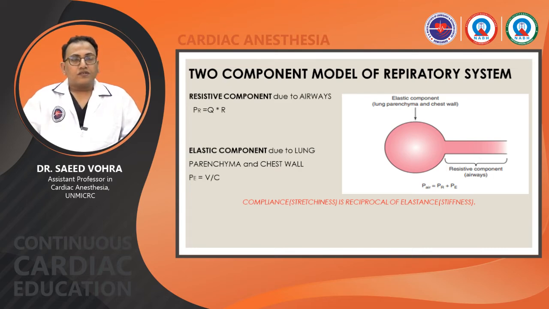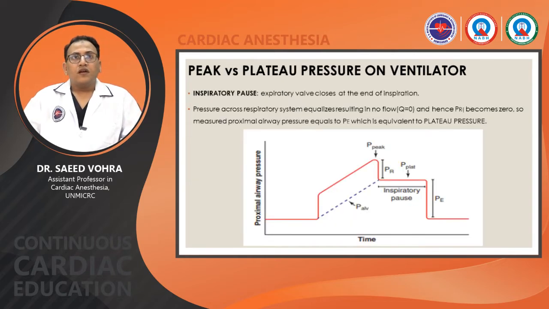The respiratory system of the patient can be divided into two components, the resistive component and the elastic component. The proximal airway pressure becomes the sum of the pressure due to the resistive component and the pressure due to the elastic component. The resistive component can be defined as flow into resistance, and the elastic component, which is due to the lung parenchyma and chest wall, can be defined as volume by compliance. Compliance, which is the stretchiness of the lung, is the reciprocal of the elastance, which determines the stiffness of the lungs.